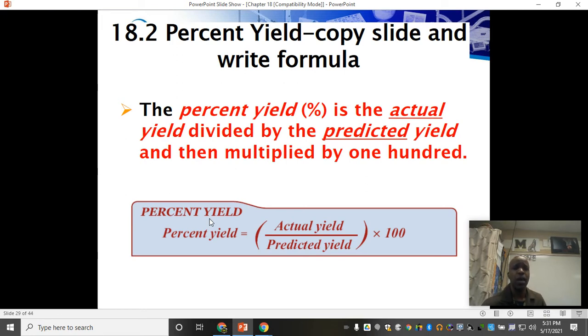Percent yield. Percent yield is exactly what you see here. It is the actual yield divided by the predicted yield, and then you multiply that number by 100. So write this down, please. Thank you.